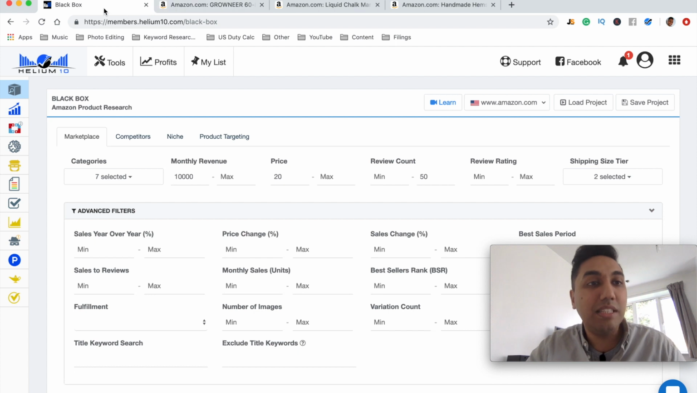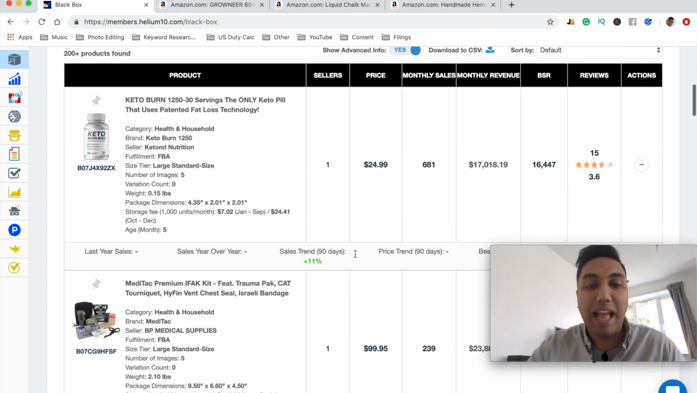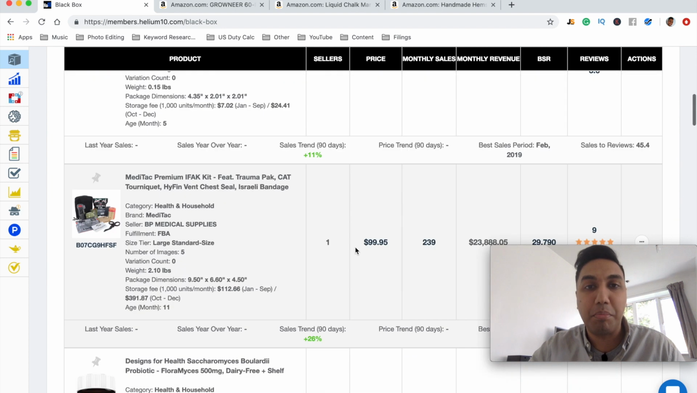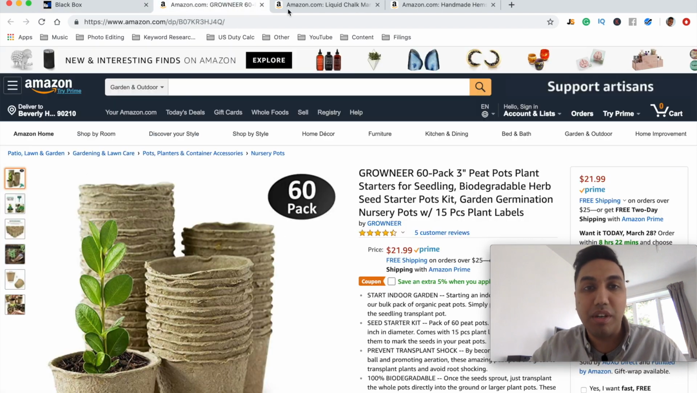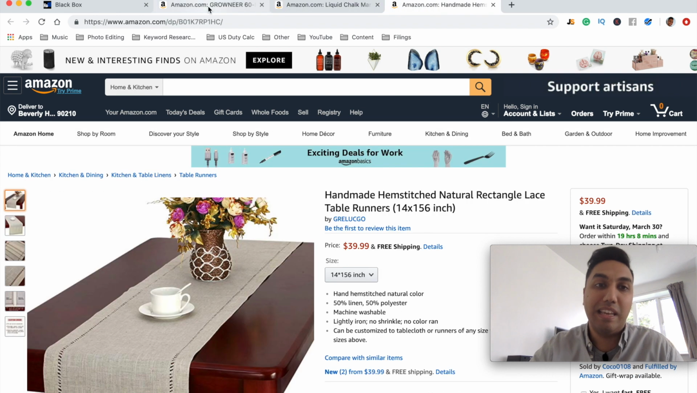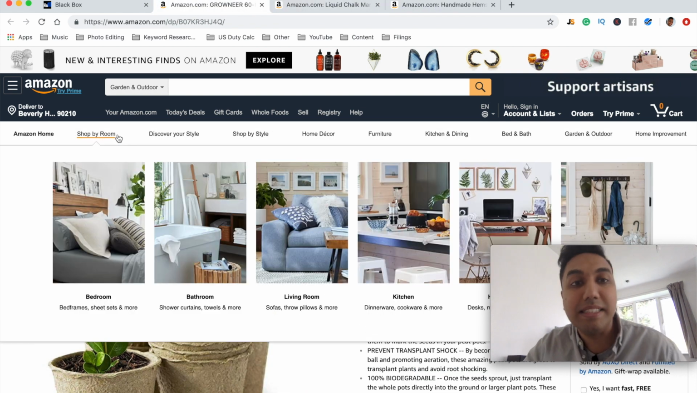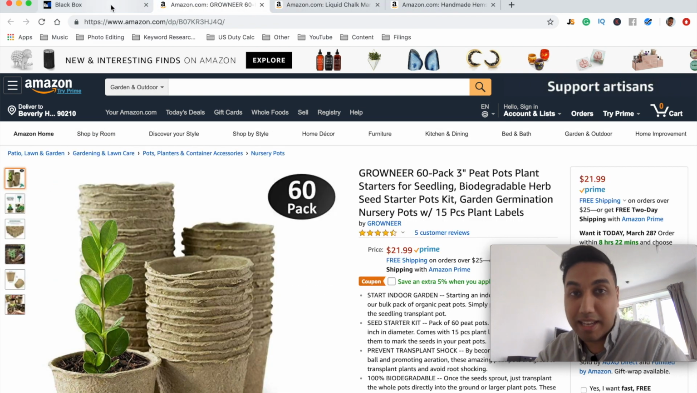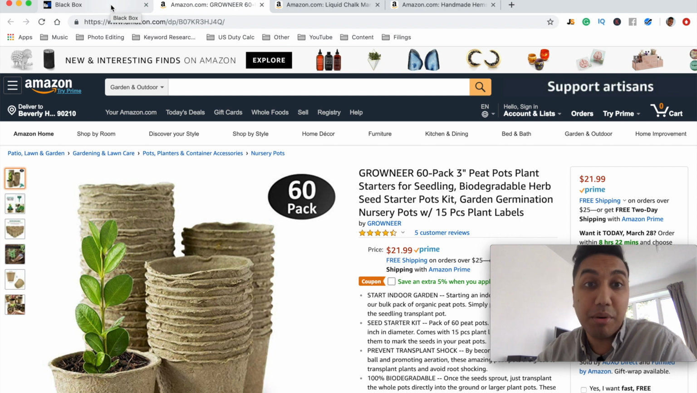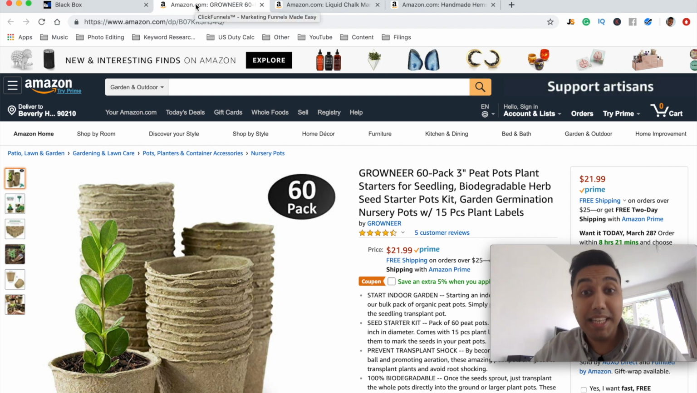So what you would have done is you would have got your Black Box tool, you would have put in the information here, and you would have found a number of different products that you wanted to further analyze, like these ones here. These are the ones that we're going to analyze today to make sure that you're analyzing these products correctly so they are profitable for you and you can enter this market, really start competing and start making some money.